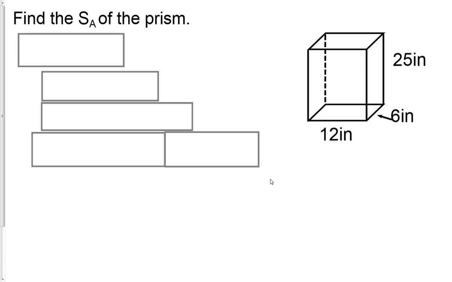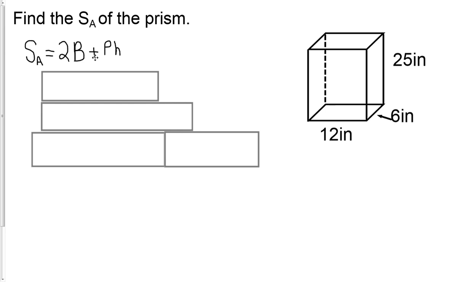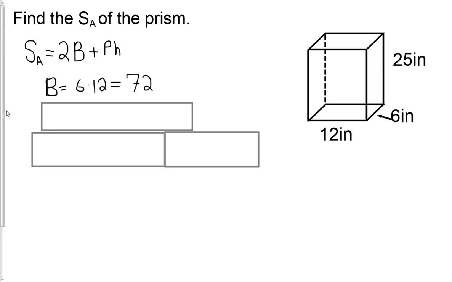Next, find the surface area of the prism. And now, generally, I like to go with the bottom being the base. So this 12 by 6 will be my base. And the top, same thing, 25 is going to be my height. So surface area is 2 base plus perimeter times height. The base is 6 times 12, which is 72.